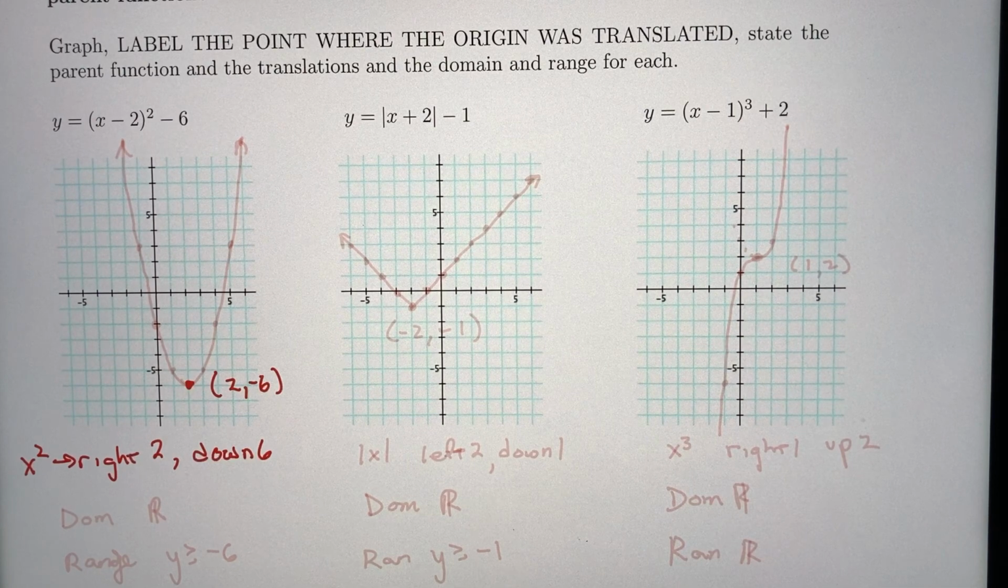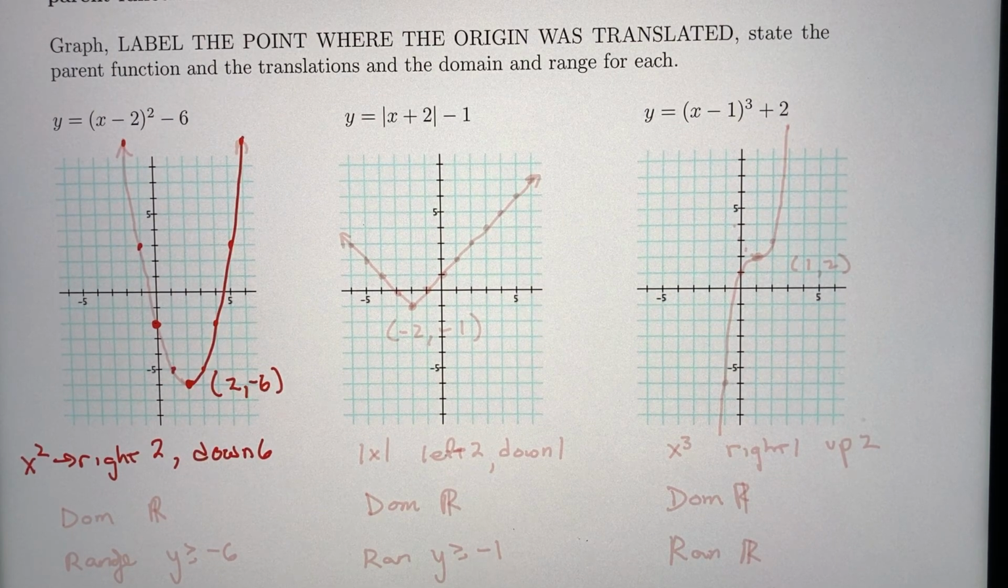So in all caps I wrote, label the point where the origin moved to. That's right 2 and down 6. And then we can go up 1, up 3, up 5, up 7 if you're feeling ambitious. Or you can just trace at those points. But the pattern is, for squaring, it's up 1, up 3, up 5, if the vertex is a whole number, and you're not messing with stretches, which we're not at this point.